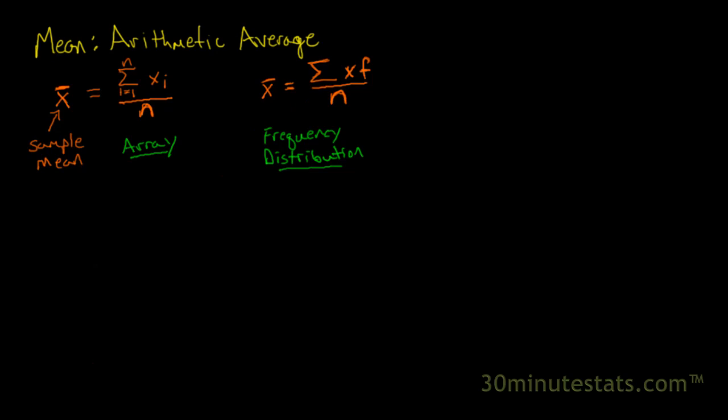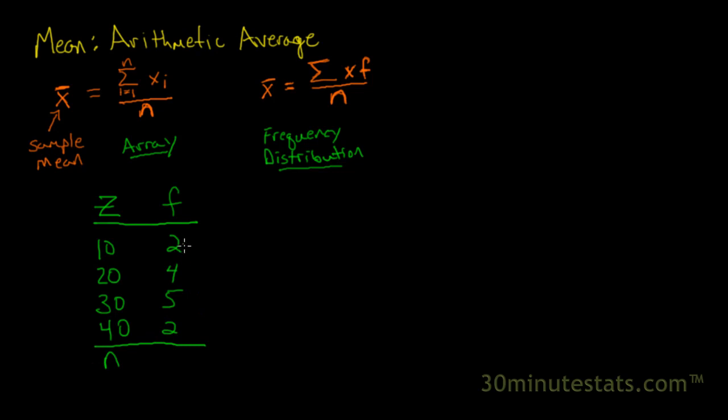To give you an example, let's create a frequency distribution here for a variable called z. And we'll say that z takes on values of 10, 20, 30, and 40. And we have a frequency distribution that looks like this: 2, 4, 5, and 2. So our sample size is going to be 2 plus 4 is 6, plus 5 is 11, plus 2 is 13. We've got a total sample size of 13.